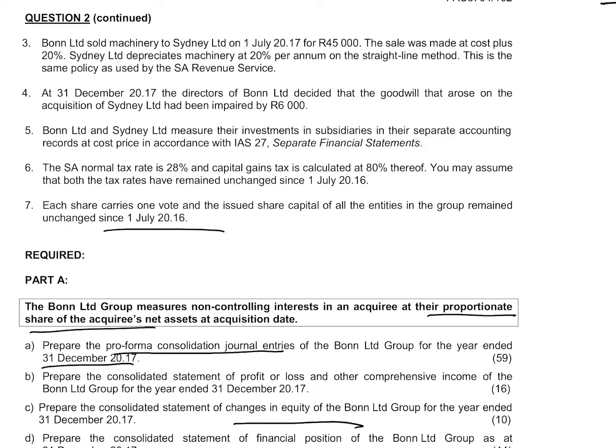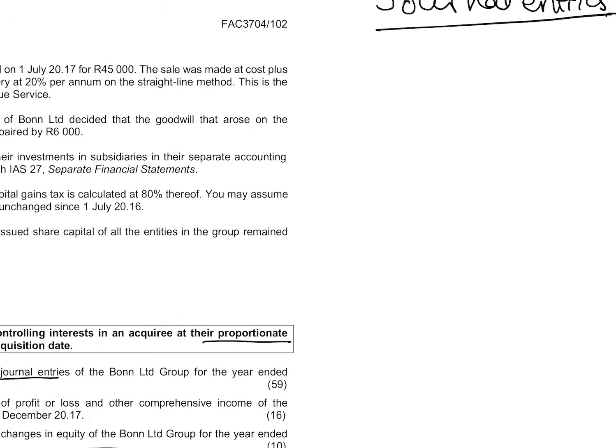sold machinery to Sydney on 1 July 2017 for 45,000. So it was sold for 45,000, right? And the sale was made at a cost plus 20%. So if it was at a cost plus 20%, what it simply means is that we have our cost plus profit is going to give us the selling price.